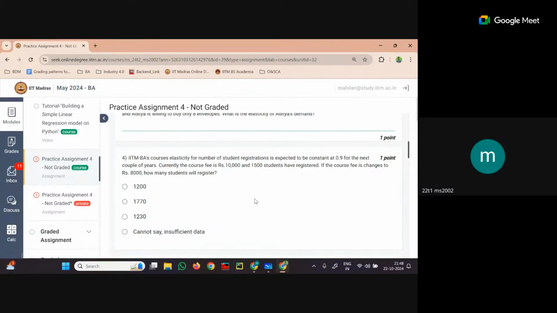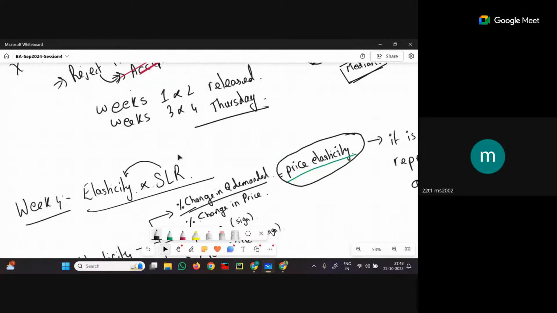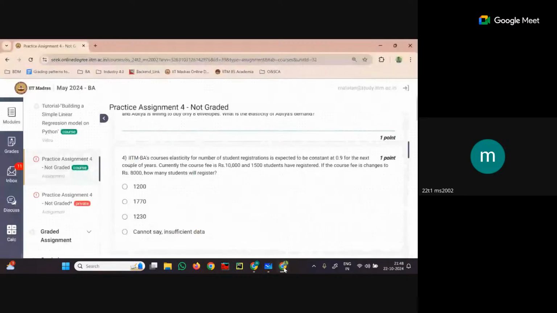Now tell me, what is the topic? I started off this discussion by telling something over here. We are going to use elasticity for a simple linear regression. What regression? Linear. Which means my curve is going to be linear. So for a linear curve, will elasticity be constant at all points? No. It will not be constant.